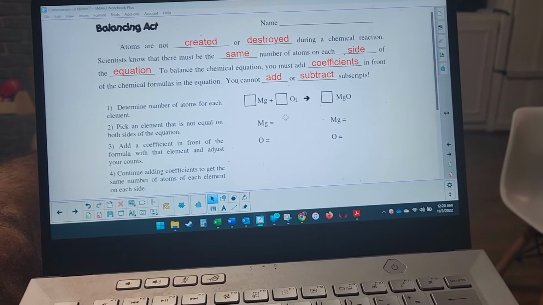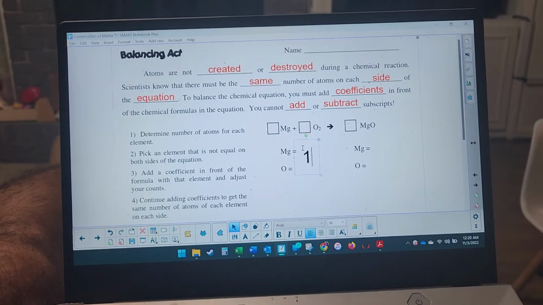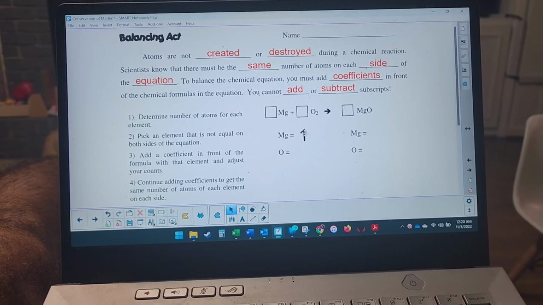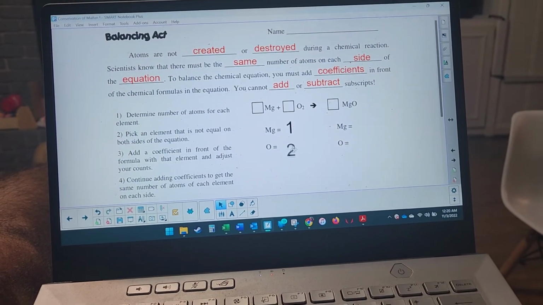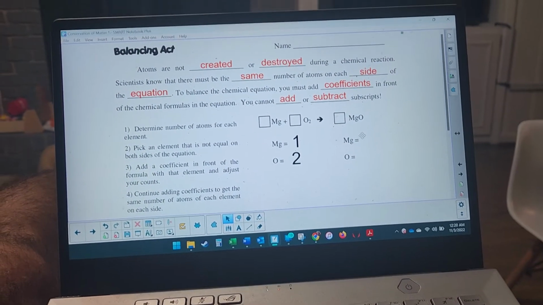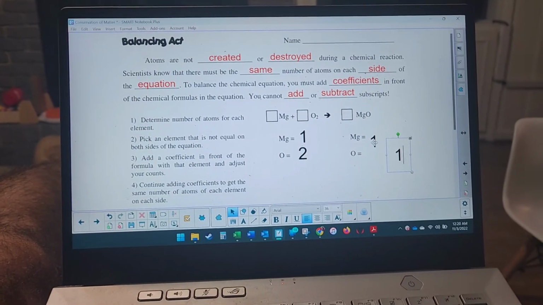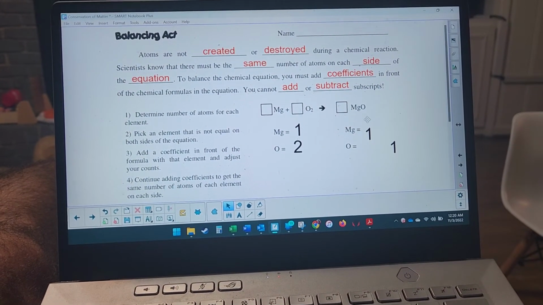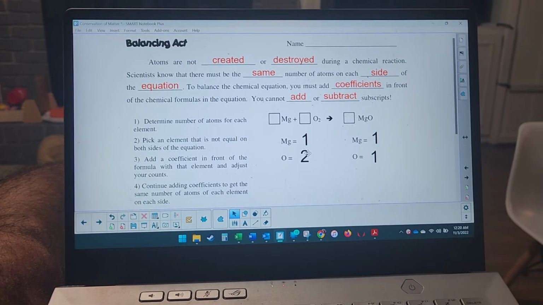So if you did your job properly and you looked over here, we would see that there is 1 magnesium, and hopefully you also recognized that there were 2 oxygens on this left side. Over here we should have 1 magnesium and 1 oxygen. So we got our left side and our right side. The question is always, are they balanced?